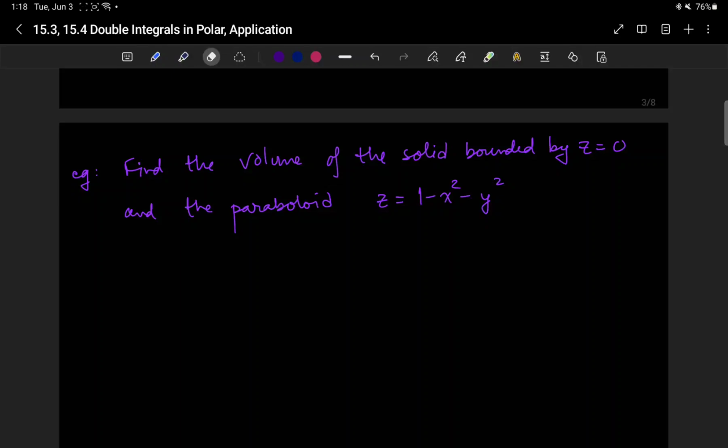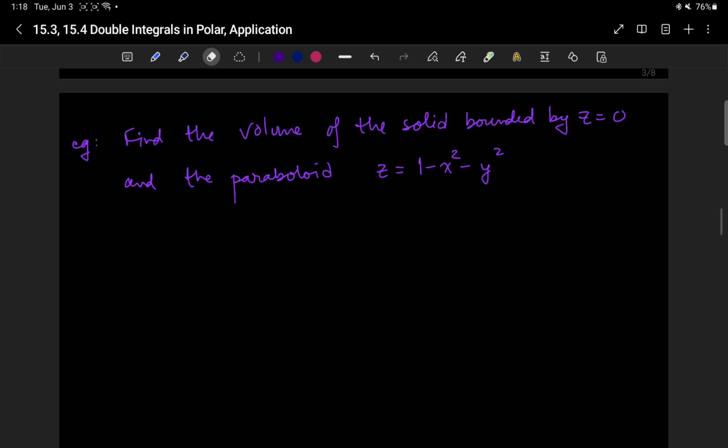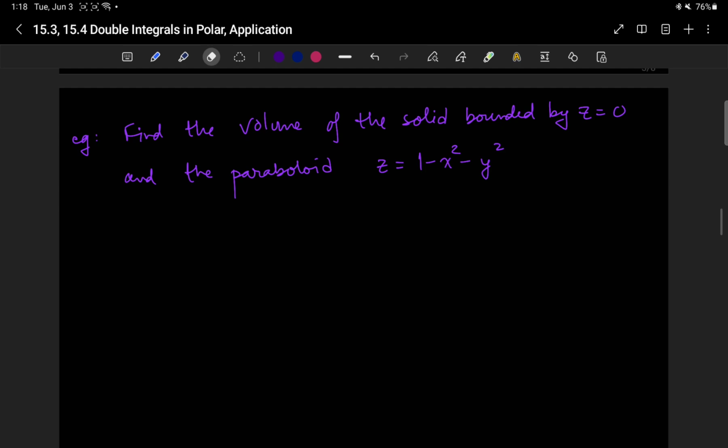Hi everyone, we're going to continue our discussion on polar double integrals. Here we'll look at an example of finding the volume of a solid bounded by z equals 0 and the paraboloid z equals 1 minus x squared minus y squared. So first, let's see what this paraboloid looks like.